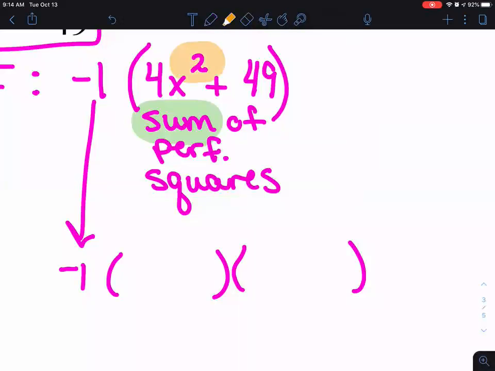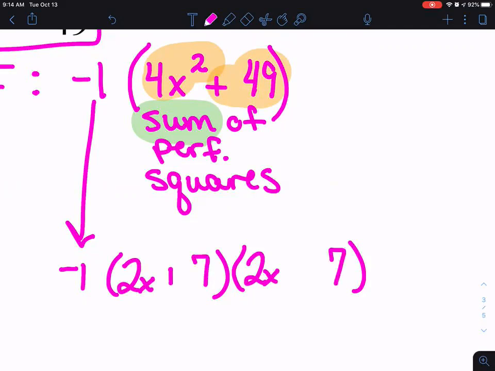What is the square root of 4x squared? Good. That goes there and there. What is the square root of 49? Good. One's a plus, one's a minus. And because it's the sum of perfect squares, we need an i and an i. Otherwise, we would have the difference of perfect squares without the i's.